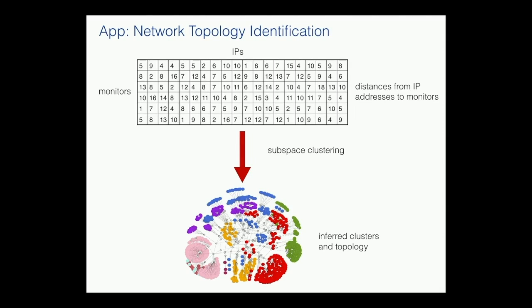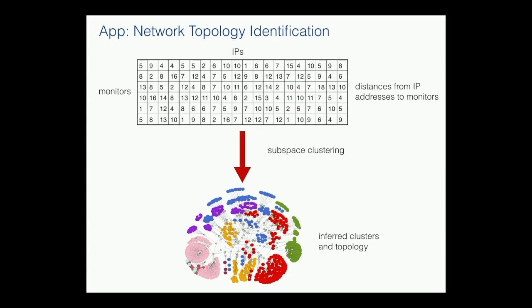And if you use a technique called subspace clustering, you can then figure out which computers or IP addresses cluster into different subnets of the internet. And there's a reason for that. Basically, if you're together in a subnet, then there are common ingress and egress points that force these distances to lie in the same low-dimensional subspace.